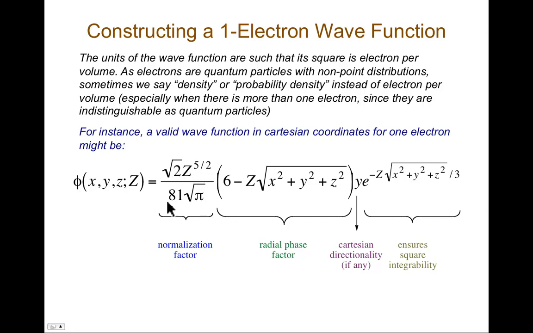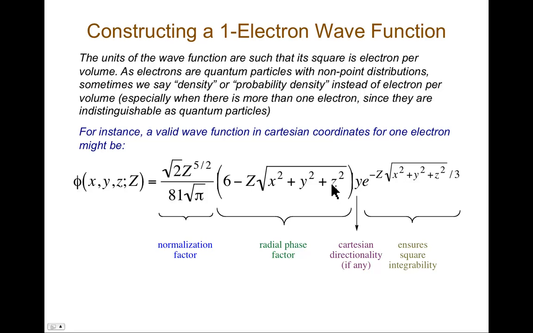One is a normalization factor, so a whole bunch of constants, including the nuclear charge, that are there ultimately so that when one performs the integration over all space, it does indeed integrate to 1. And so that gives rise to these seemingly curious numbers like the square root of pi and 81 and so forth. There is also a factor that involves the square root of x squared plus y squared plus z squared.